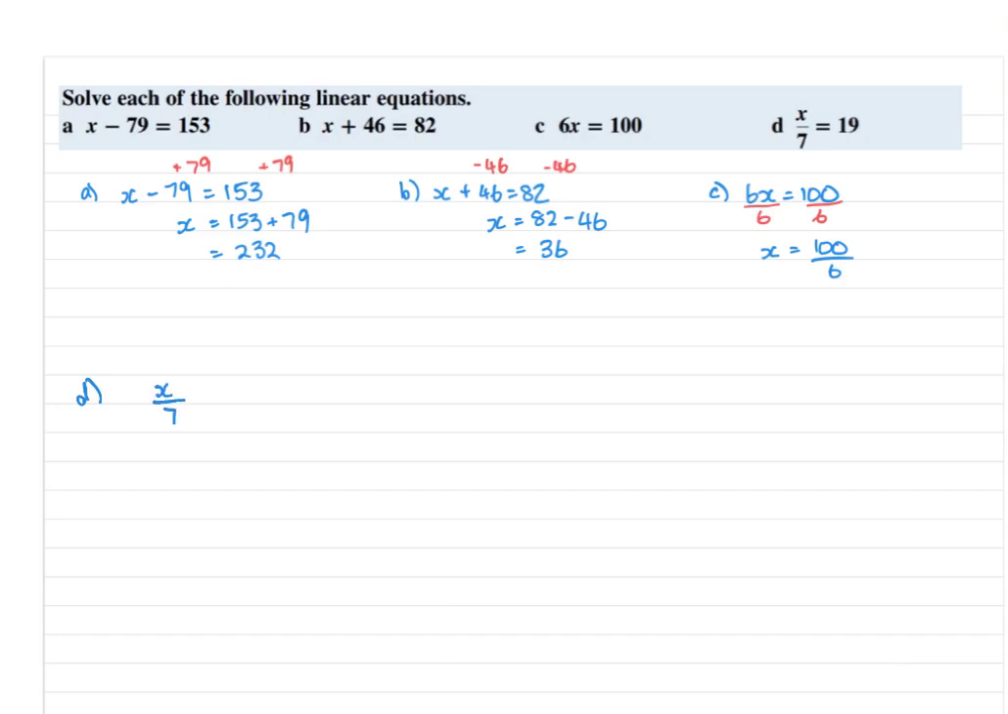x over 7 is equal to 19. Well, the opposite operation of division is multiplication, so multiply both sides by 7, which means x is equal to 133.